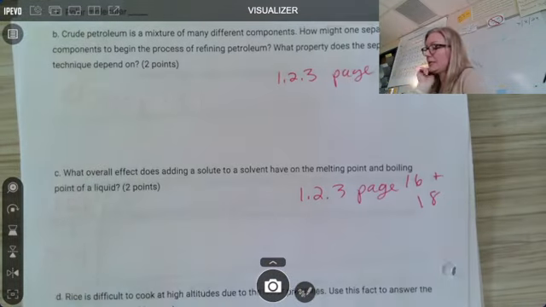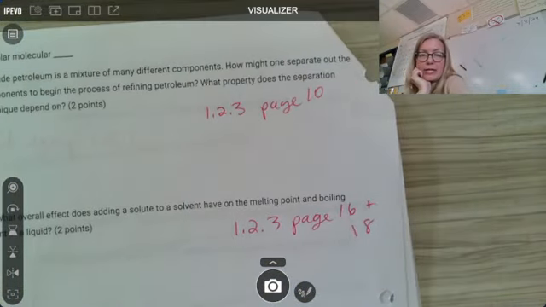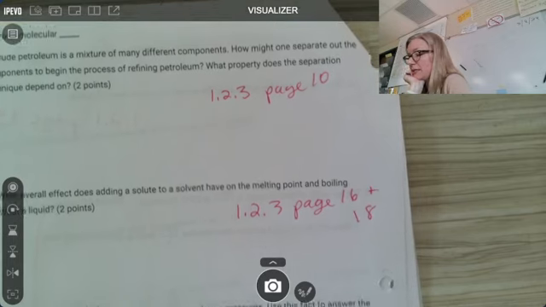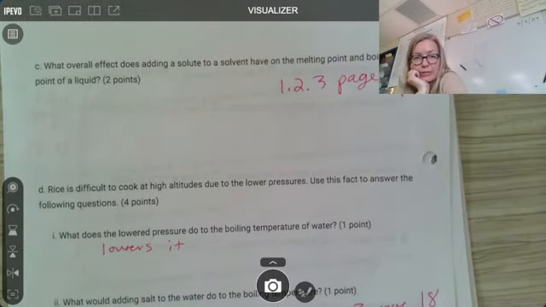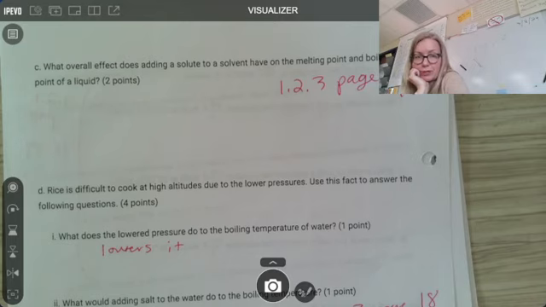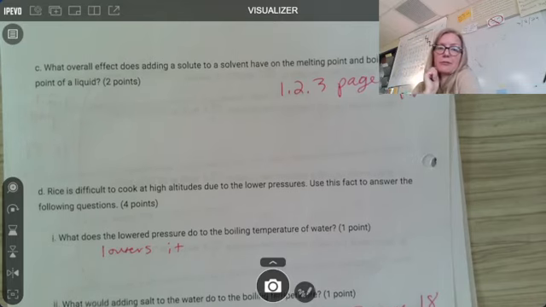And then B is 1.2.3, page 10. C is 1.2.3, page 16 and 18. For part D, okay, rice is difficult to cook at high altitudes due to the lower pressures. Use this fact to answer the following questions.